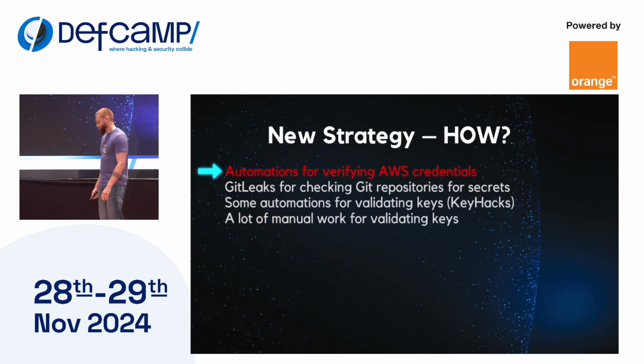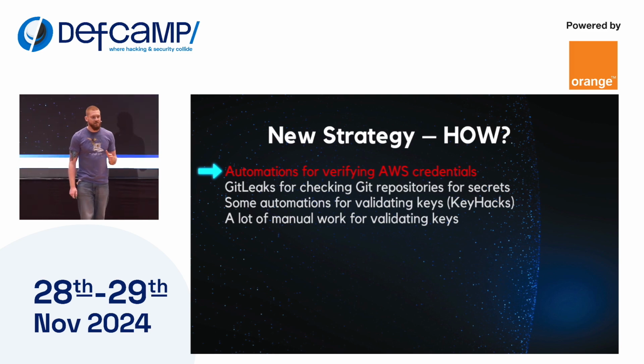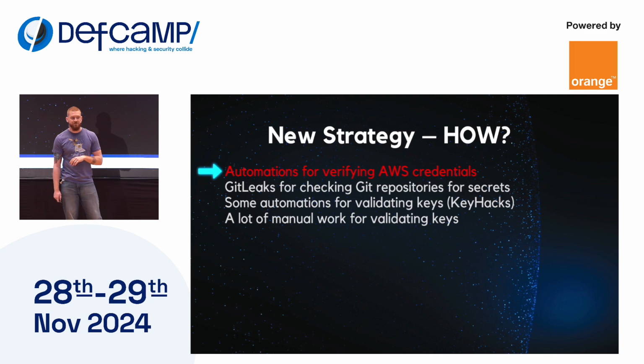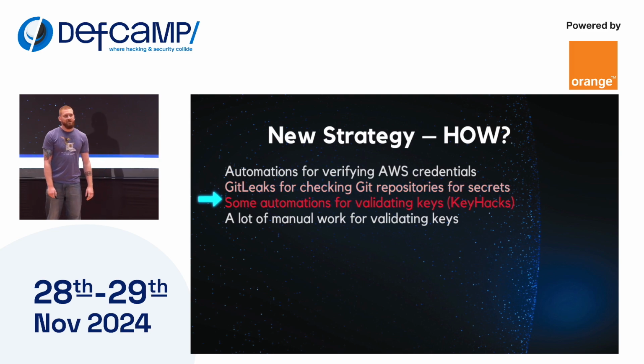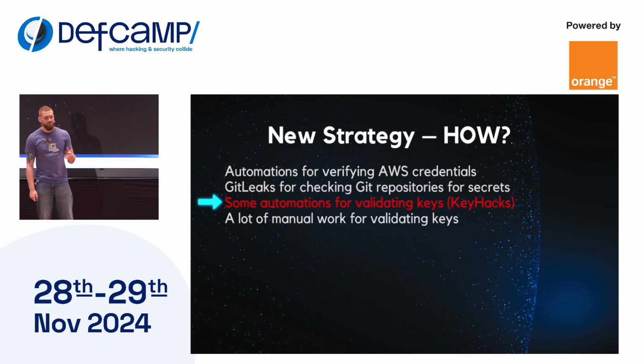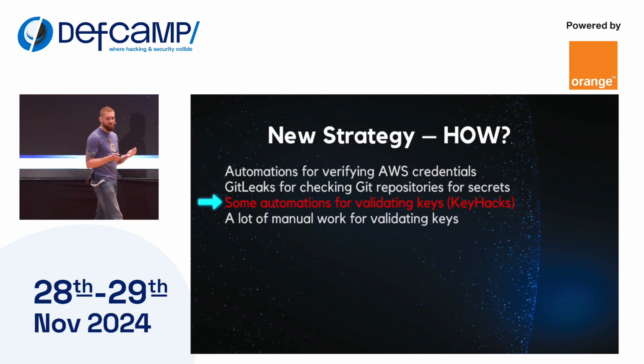All right. We did still need to set up a few more things. For instance, we had to set up some automations for verifying AWS credentials, and you'll see in a minute just why. We also used Gitleaks, a quite interesting tool allowing us to search for secrets within Git repositories. Then, in order to validate some of the keys which we were able to obtain, we used KeyHacks. It's a great repository for methods of verifying these keys. And, well, I hate to say this, but we were still left with a ton of manual work.